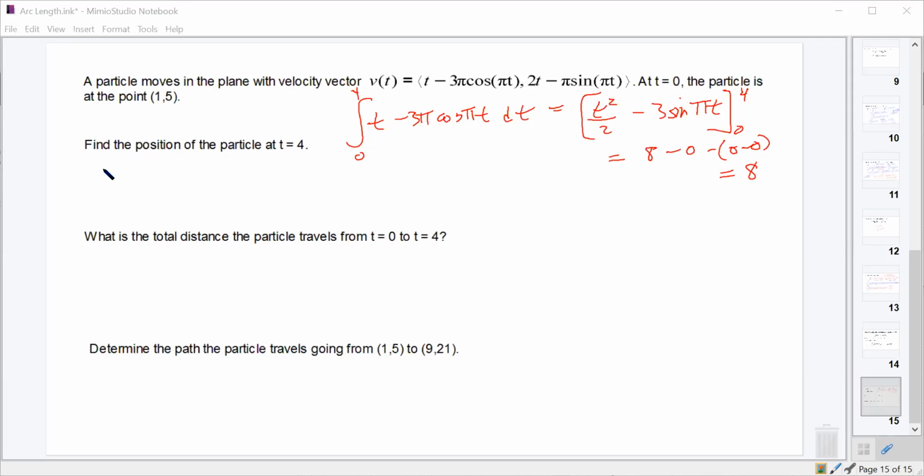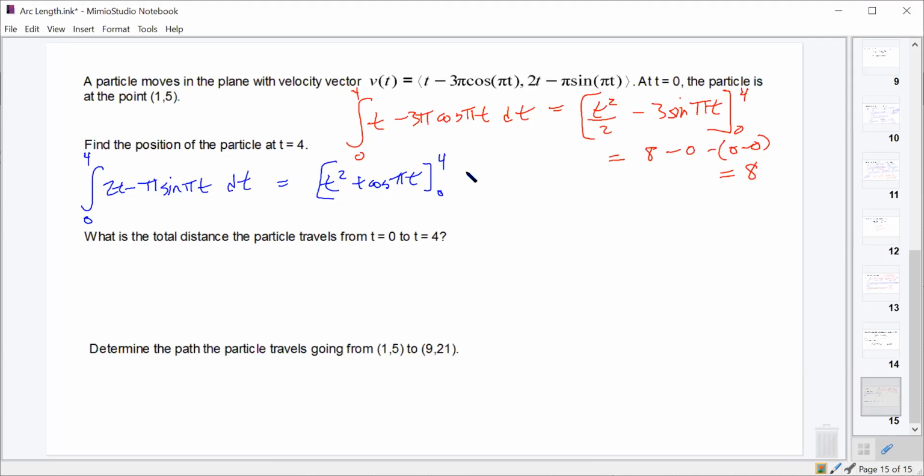And what about when we do the y? Should be an integral from 0 to 4 of 2t minus pi sine pi t dt. And that should be just t squared. And then it should become positive cosine pi t. Which gives us 16 plus the cosine of 4 pi, which is 1. And then minus 0 plus another 1, which just gives us 16.